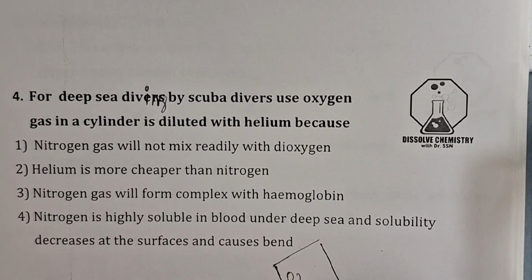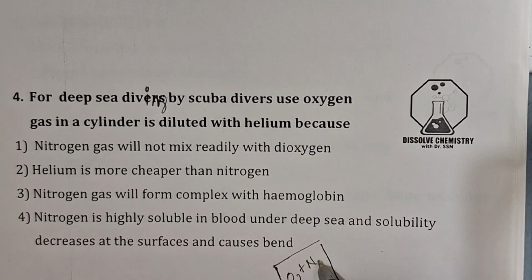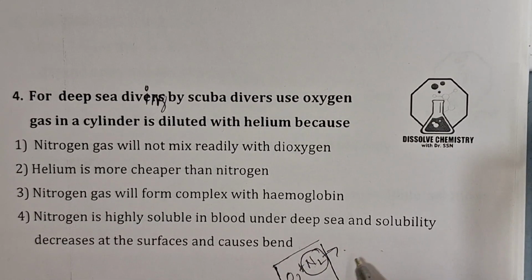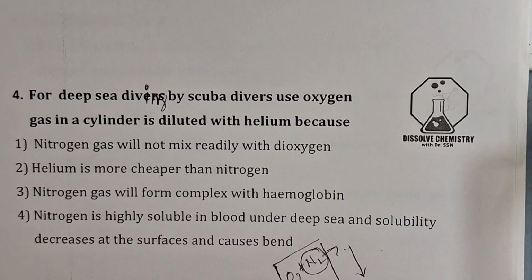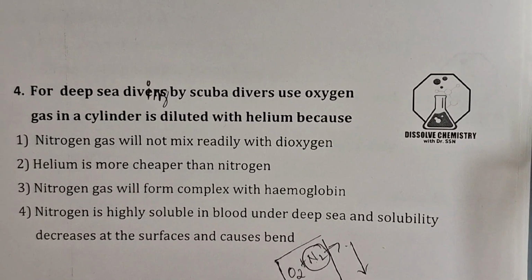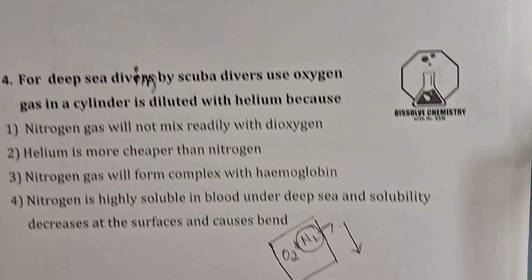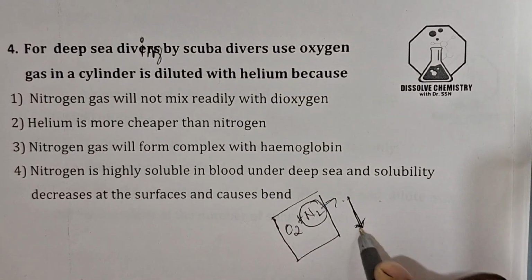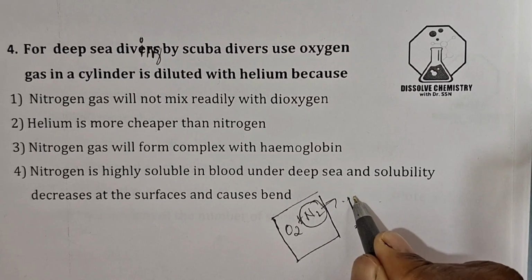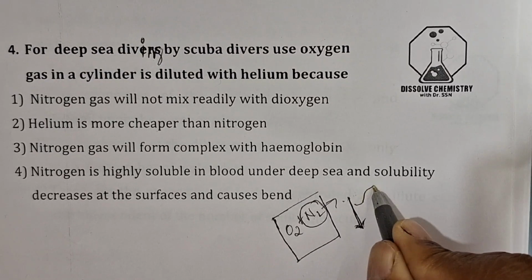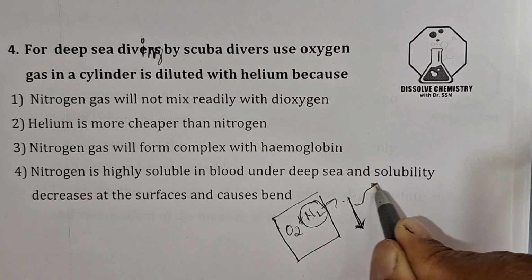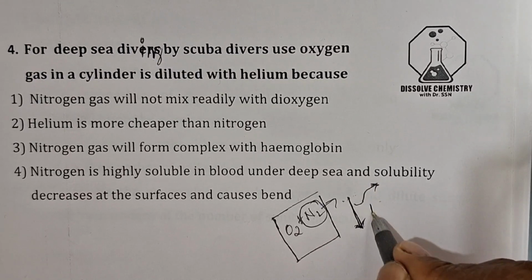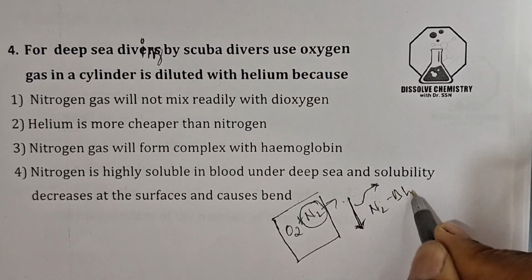Usually that cylinder contains oxygen as well as nitrogen. If this nitrogen content is high, then what happens when they go into the deep sea? The pressure will be high at the deep sea. So pressure increases, due to which the nitrogen gas respired by the scuba divers will be high. Therefore, more nitrogen is accumulated in the blood.